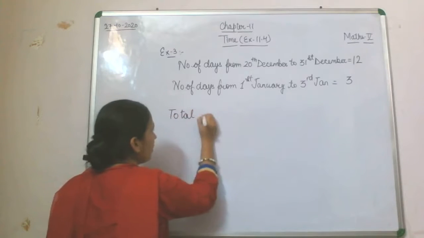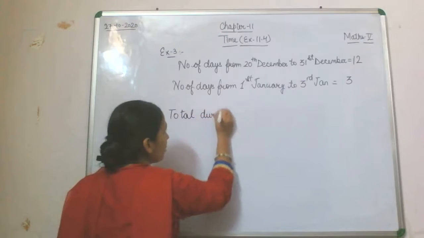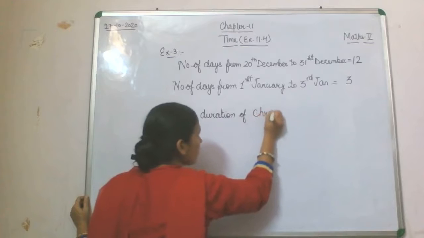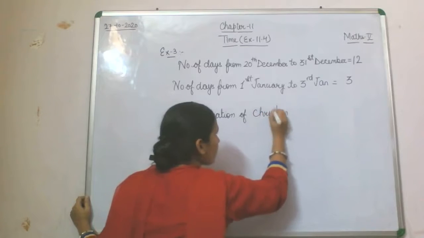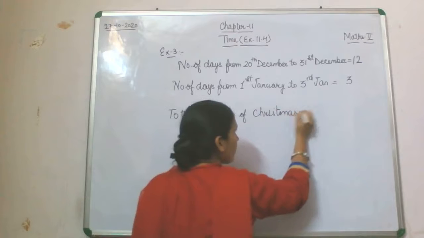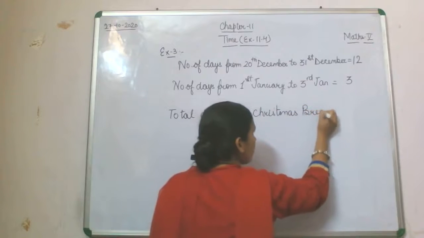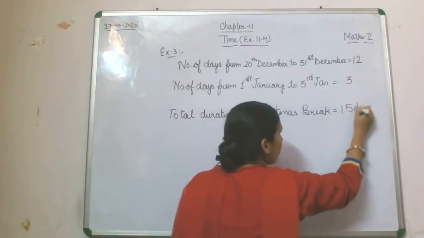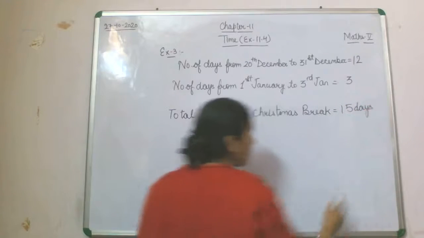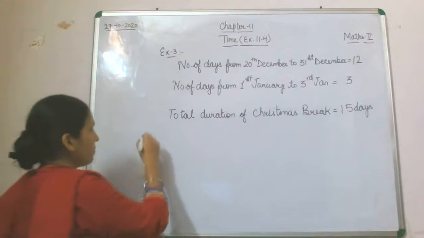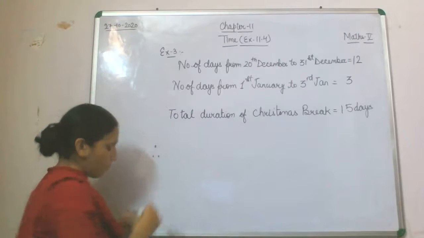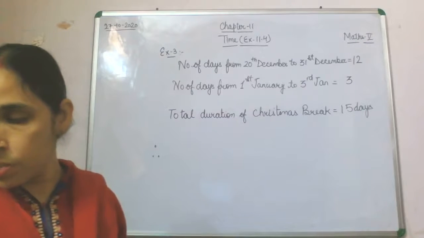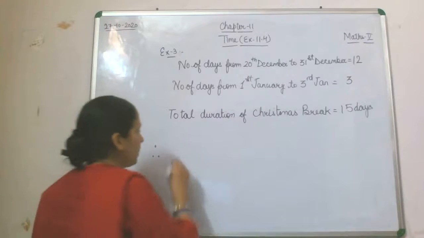That is total duration of Christmas break. That is 12 plus 3, that will be 15 days. And that was your question only. Therefore, here the school remains closed for 15 days.